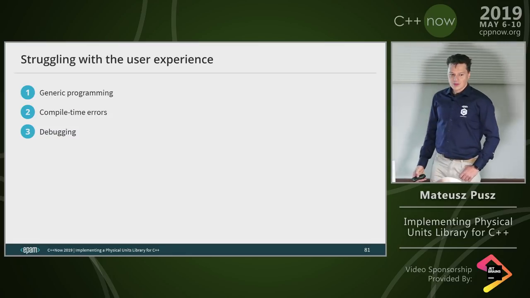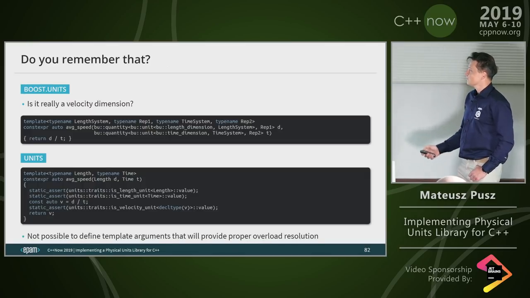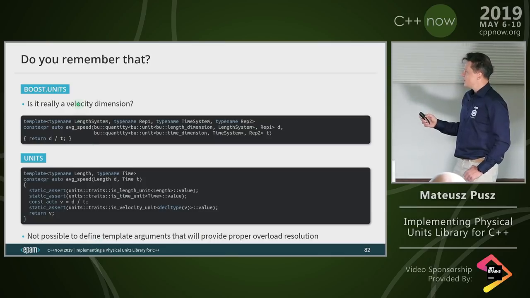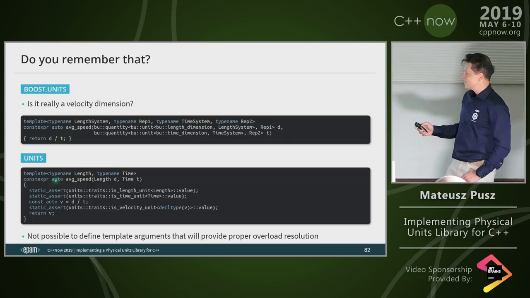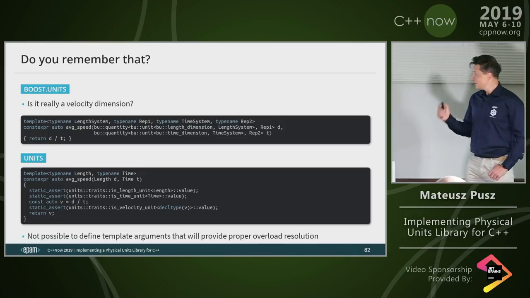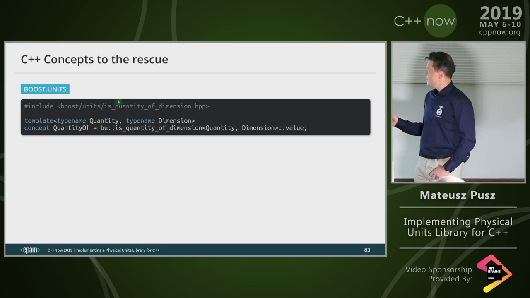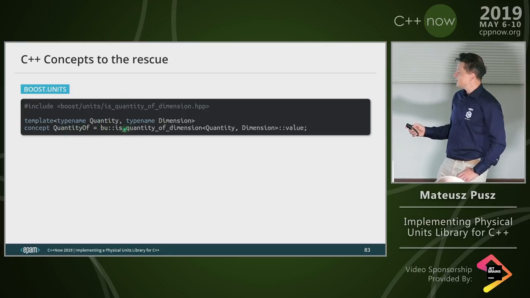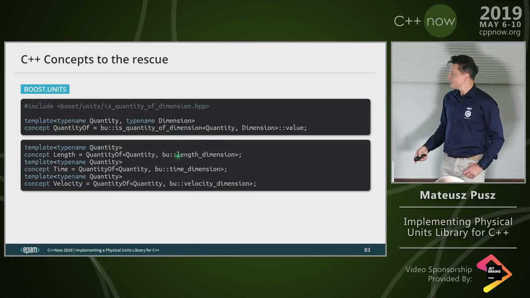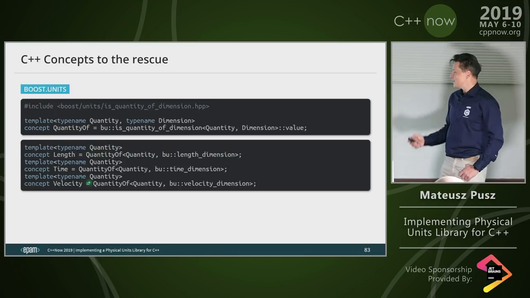Okay, so let's talk about user experience. Generic programming, compile time errors, debugging. Do you remember those cases when I said that here, I don't know exactly, is it a velocity for Boost.Units or for that library, that basically I can put every type here, and it's wrong. The solution for this is concepts. So for Boost, let's define quantity-of as a type trait, which actually is provided by Boost, is quantity of dimension. We have provided say that length is a quantity of length dimension, time the same, velocity the same.